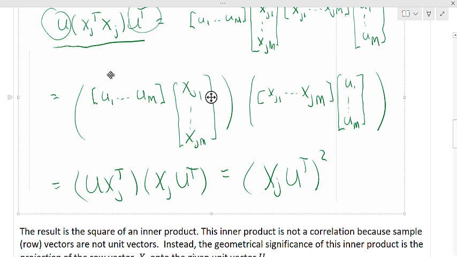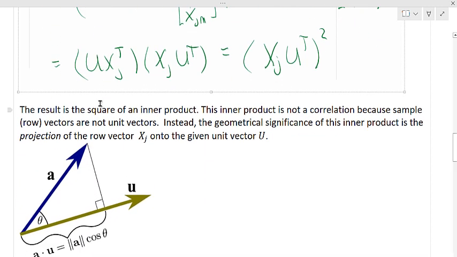All right? So the result is the square of inner product. This inner product is not a correlation because the row vectors are not unit vectors. Remember that I standardized the column vectors. That does not mean the row vectors will be standardized. But this inner product still has a geometrical significance.